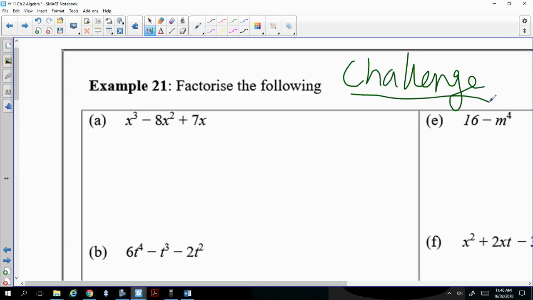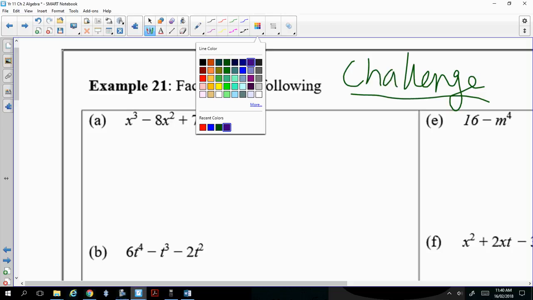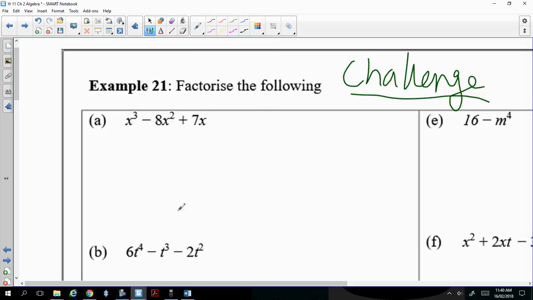What's the first step? Always the first step is? Yes, common factor. Are there any common factor? X. Take that out. And once you take the common factor out, it becomes a quadratic, which is something you could factorize.